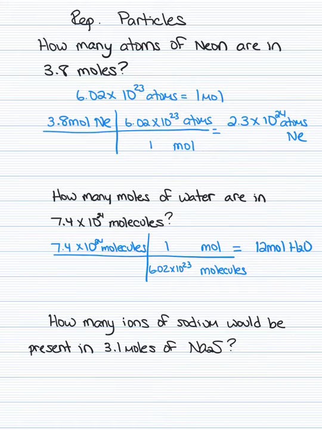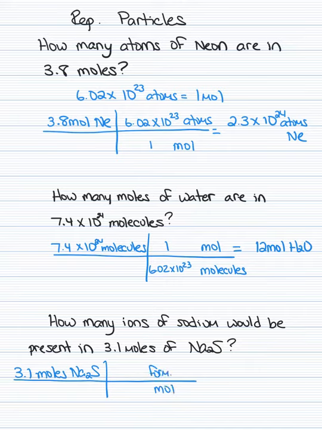Our final example with representative particles says how many ions of sodium would be present in 3.1 moles of sodium sulfide. If the formula was not already written, you would need the formula here, and you're going to start off with your 3.1 moles of sodium sulfide, and you're going to first go from moles to formula units. And you're going to formula units because this is an ionic compound. And we know there are 6.02 times 10 to the 23rd formula units in 1 mole by using our mole map.